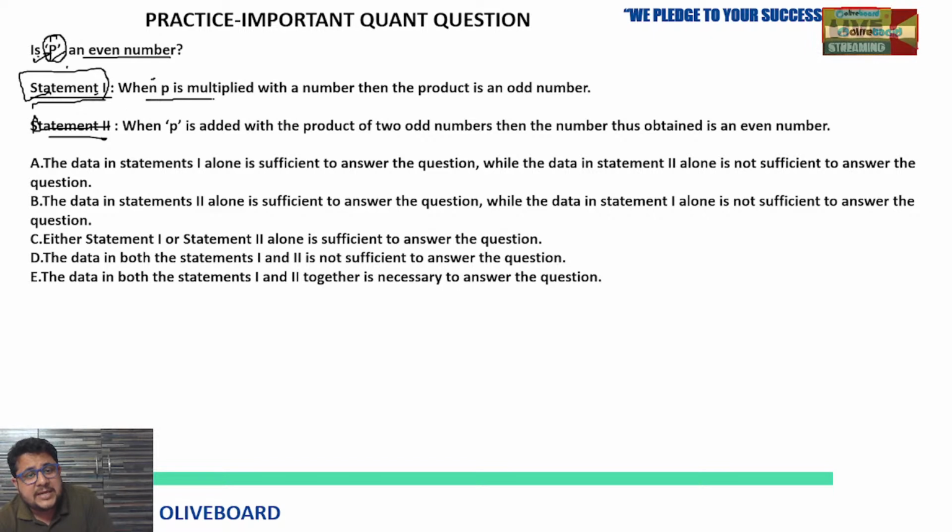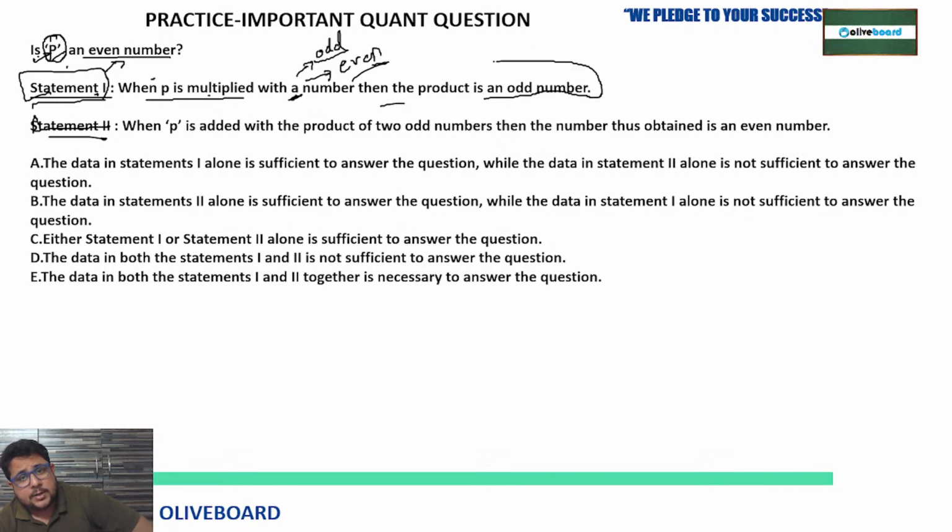So statement 1: when P is multiplied, so what is P? We are looking for whether P is an even number or not. So we have to see enough proof, meaning enough data that will prove that it is an even number. Let's see whether the given statements are sufficient to answer this question or not. First, when P is multiplied with a number, that number can be odd or even. It is not given, so both cases are possible, right? If both cases are possible, then the product is an odd number. So they are saying what?